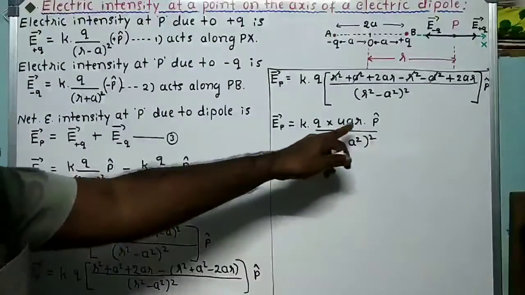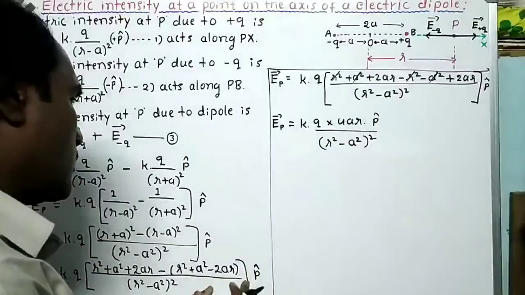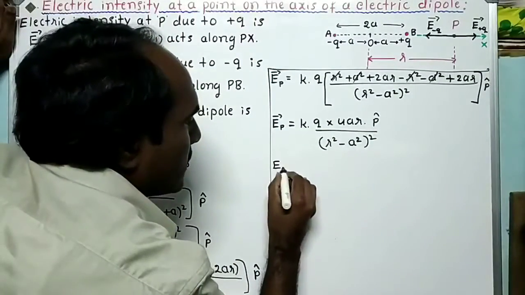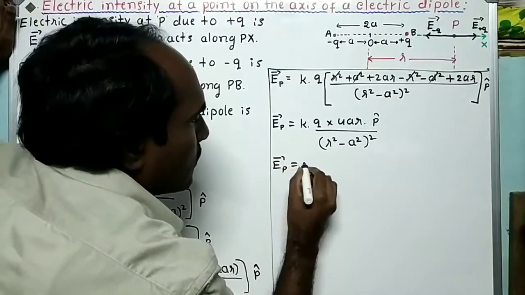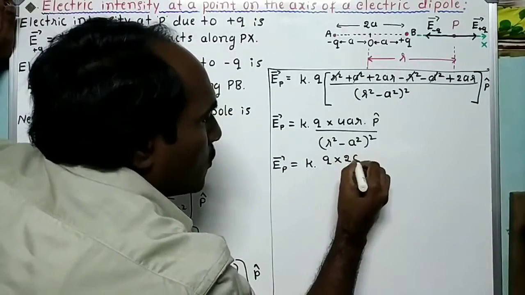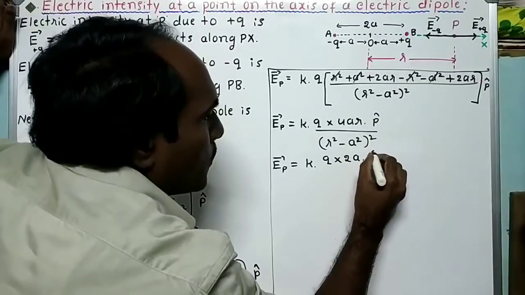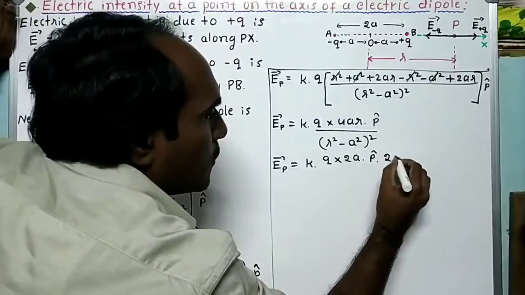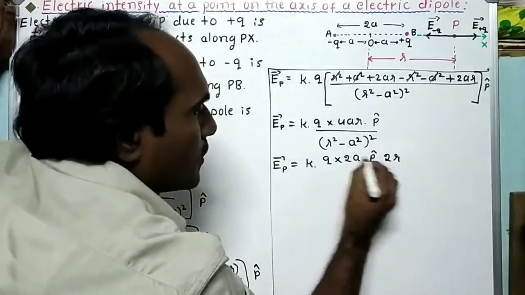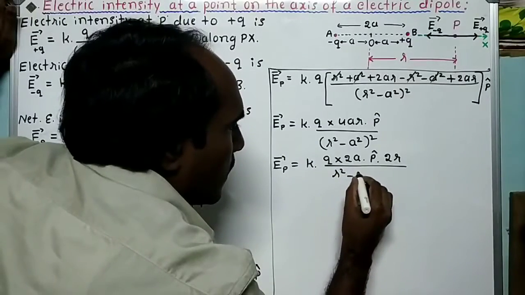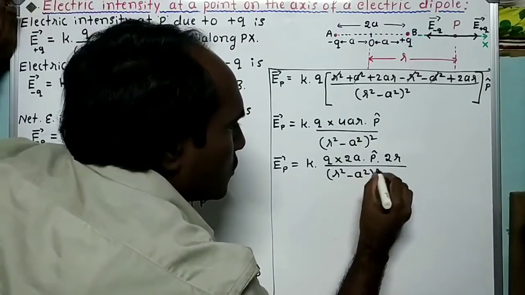Here this 4AR is going to split. How is it going to split? The electric intensity at point P is equal to K into Q into 2A into P cap, into 2R, that is 2A into 2R equals 4AR, divided by (R square minus A square) whole square.